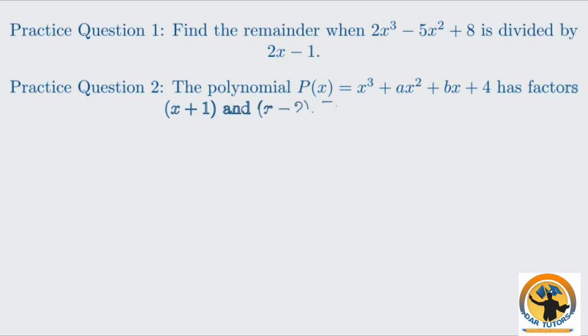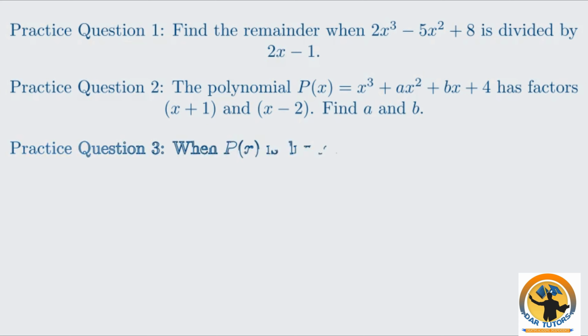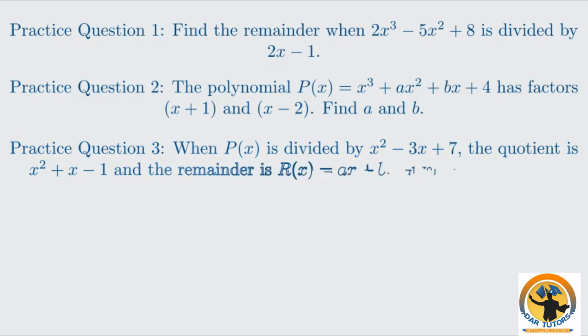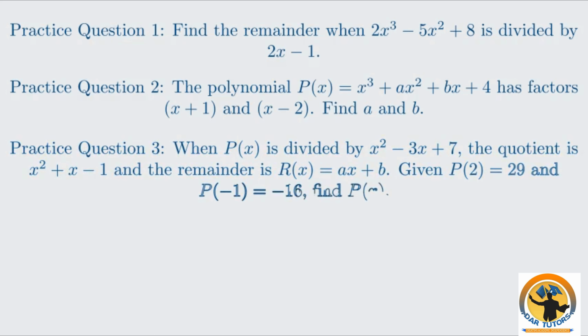x plus 1 and x minus 2. Find the values of a and b. Question 3. When the polynomial p of x is divided by x squared minus 3x plus 7, the quotient is x squared plus x minus 1, and the remainder is r of x equals ax plus b. Given that p of 2 equals 29, and p of negative 1 equals negative 16, find the remainder r of x.